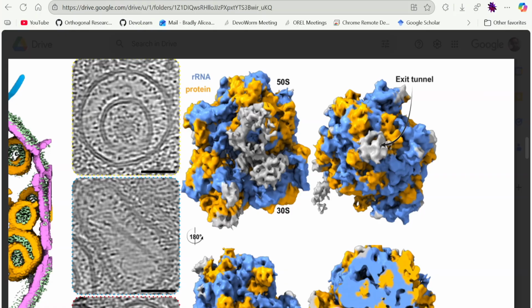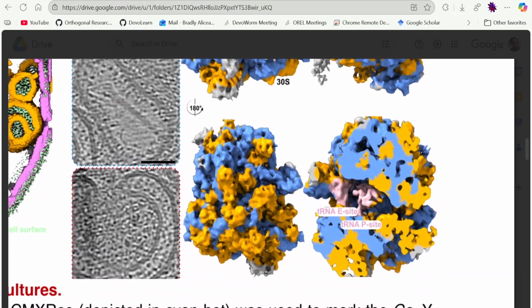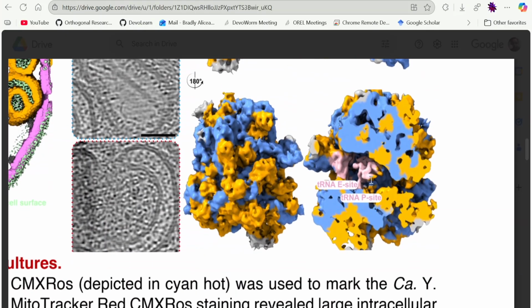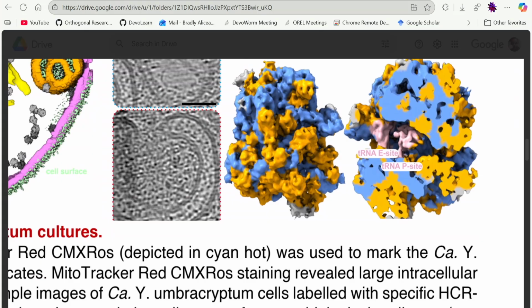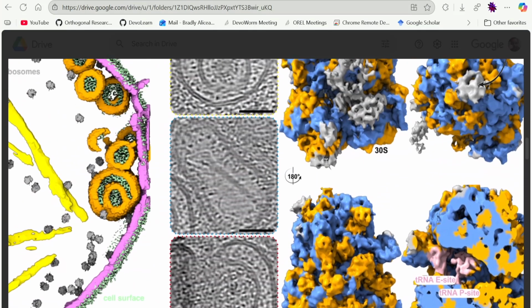So this is the basic structure. They're identifying all these components. There are also binding sites. There's the tRNA E site and the tRNA P site. They can also identify those. So they're just modeling this from these images.